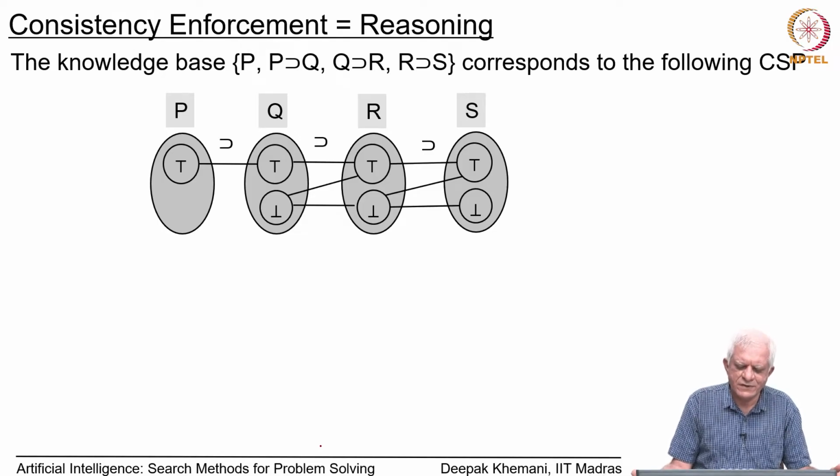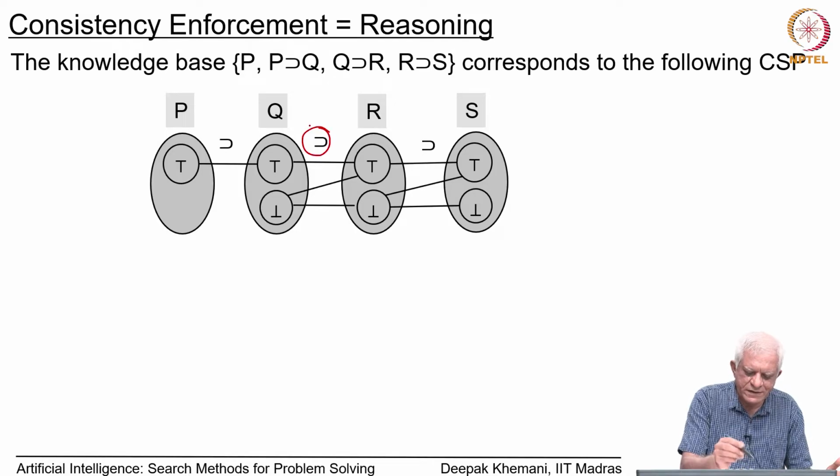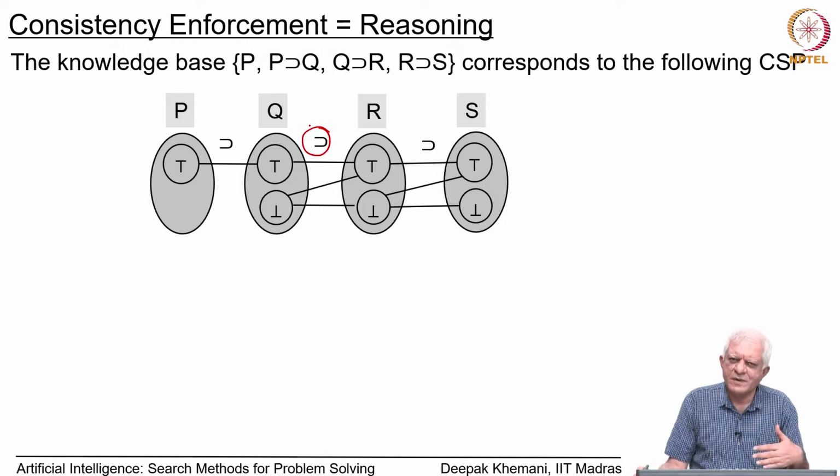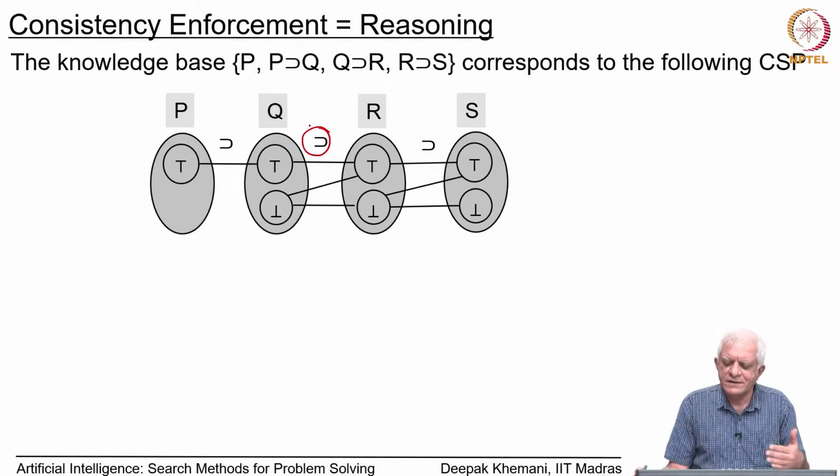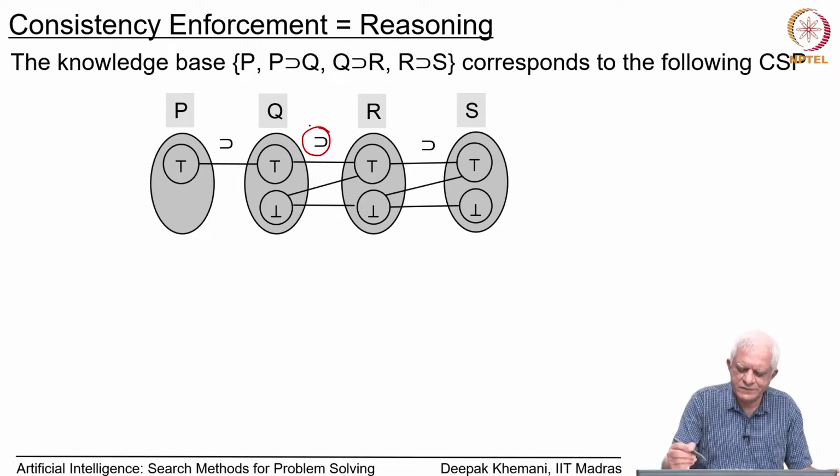So, here is a very simple problem. The knowledge base given to you is that P is true, P implies Q is true, Q implies R is true, and R implies S is true. Now, we have already seen that the implication relation is captured by the truth table. As seen here, there are 3 edges going from Q to R, and you will remember that there are 3 rows in the truth table of implication.